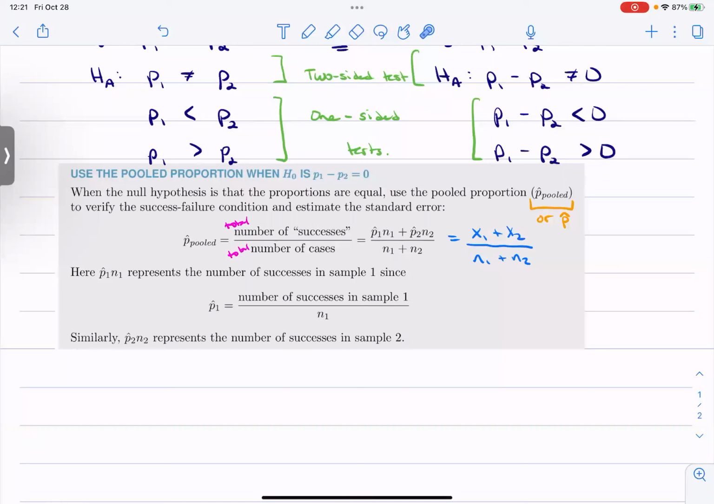So we use the pooled proportion to verify the success failure condition. Okay, that's new, right? What did we do for a confidence interval? For a confidence interval, we just use P1 hat, P2 hat. Right now, we're going to use the pooled proportion, still checking both sample sizes, right? And then once those conditions have been checked, then we can use the pooled proportion to estimate the standard error. So that's nice. Okay, I'm going to highlight that.